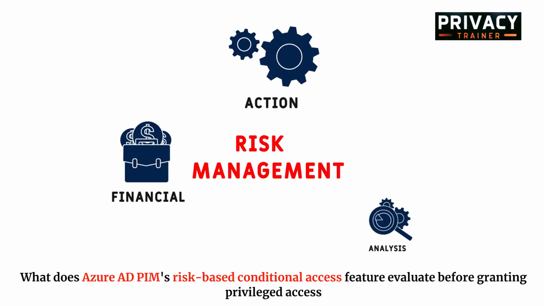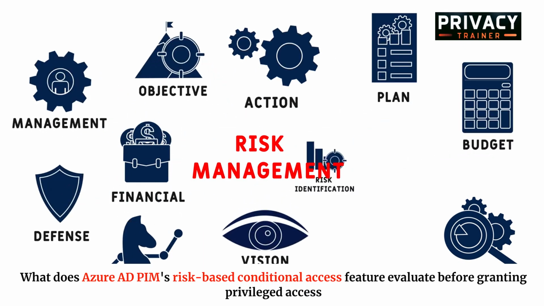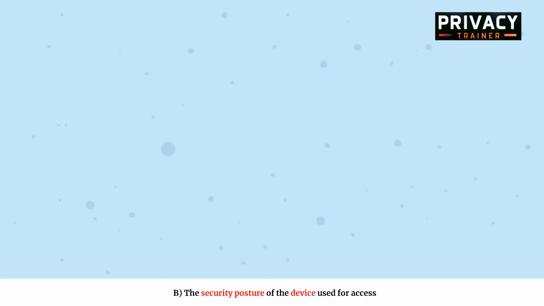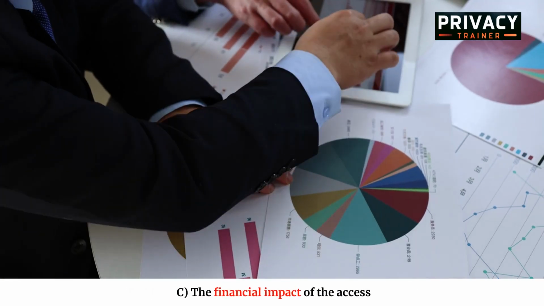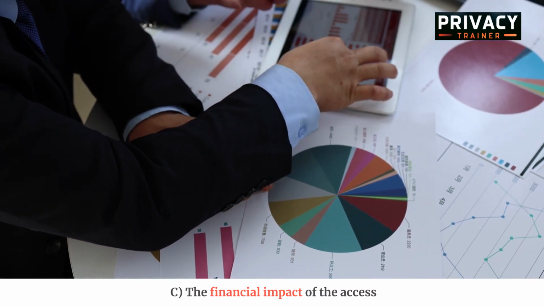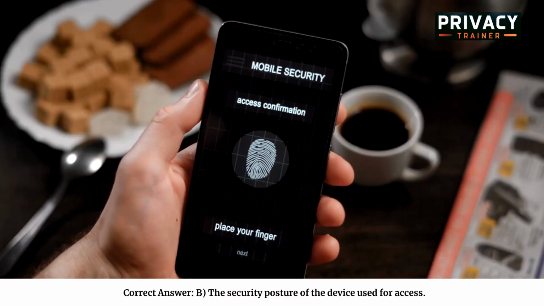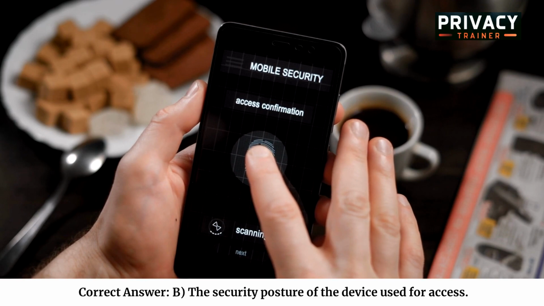What does Azure AD PIM's risk-based conditional access feature evaluate before granting privileged access? A. The user's employment history. B. The security posture of the device used for access. C. The financial impact of the access. D. The time of day the access is requested. Correct answer: B. The security posture of the device used for access.